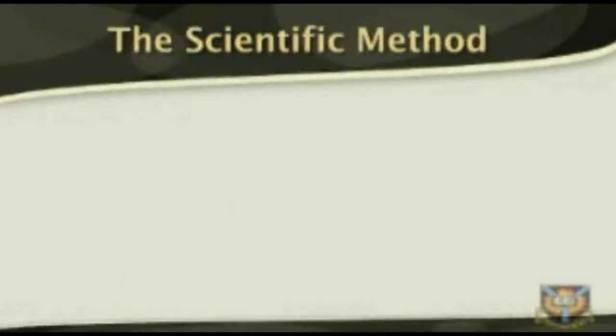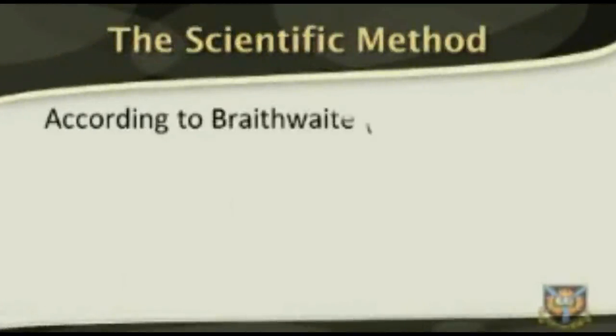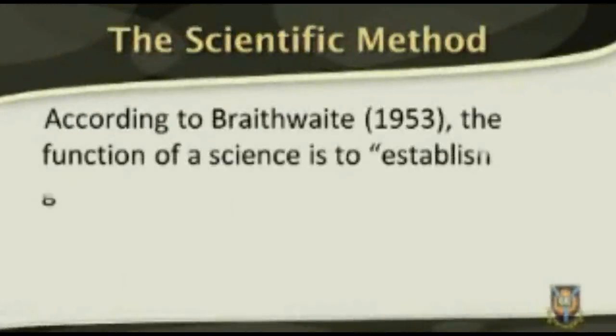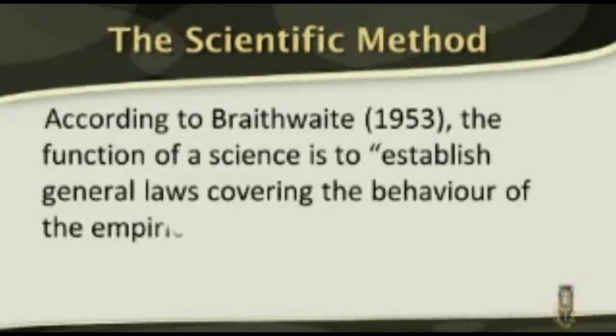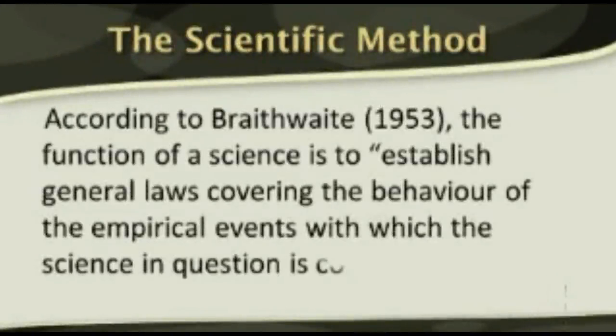The scientific method. According to Braithwaite, 1953, the function of a science is to establish general laws covering the behavior of the empirical events with which the science in question is concerned. He further argued that a science should allow us to fuse together information concerning separately occurring events and to make reliable predictions about future unknown events.